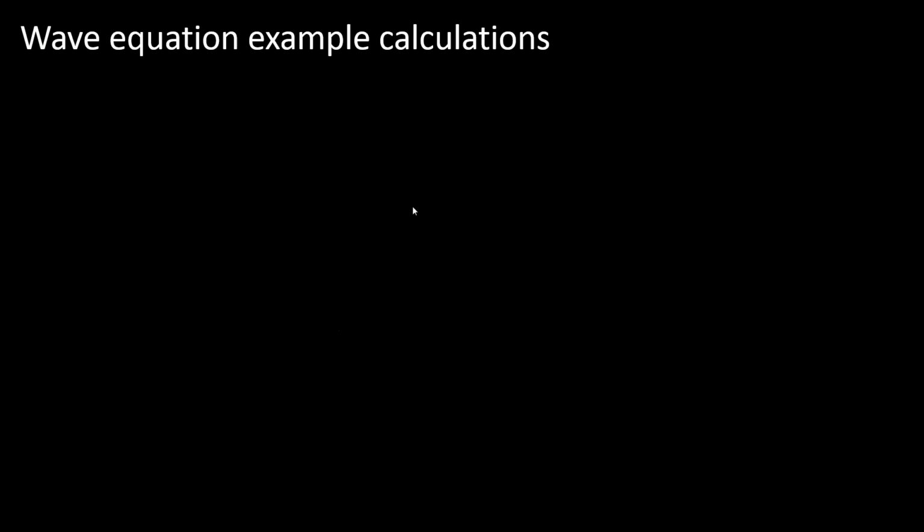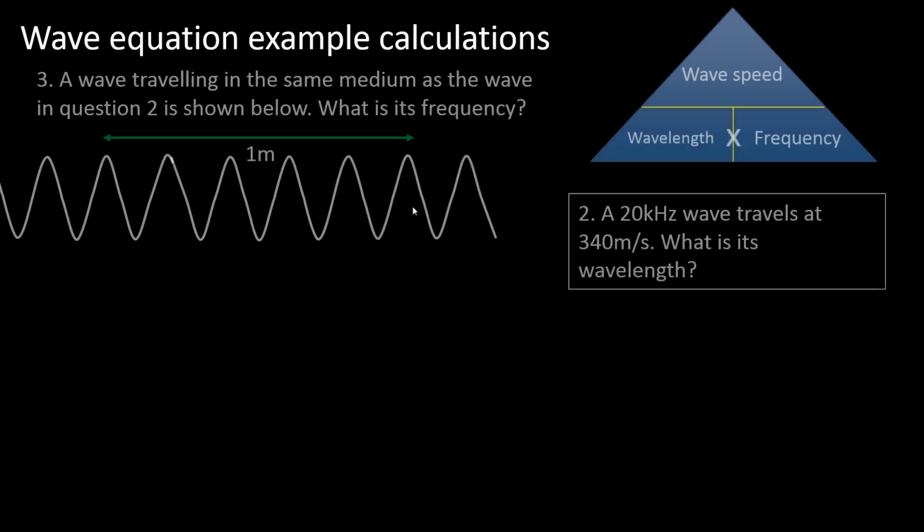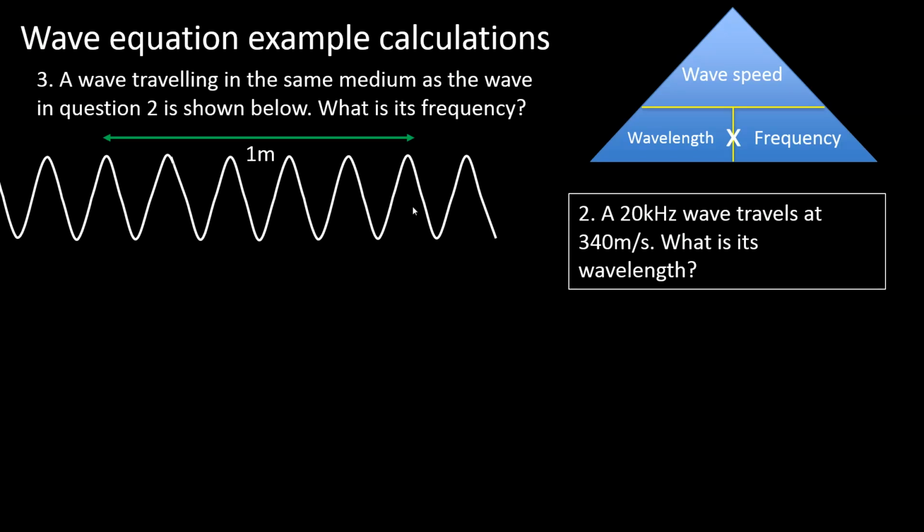Okay. And the final question here is an example of sometimes how they can present information not written down as a number in a question, but graphically. Okay, so a couple of things here we can do. This is like breaking a code. So question 3, a wave travelling in the same medium as the wave in question 2 is shown below. What is its frequency? And I've put question 2 over here on the right, so you've got it for reference.